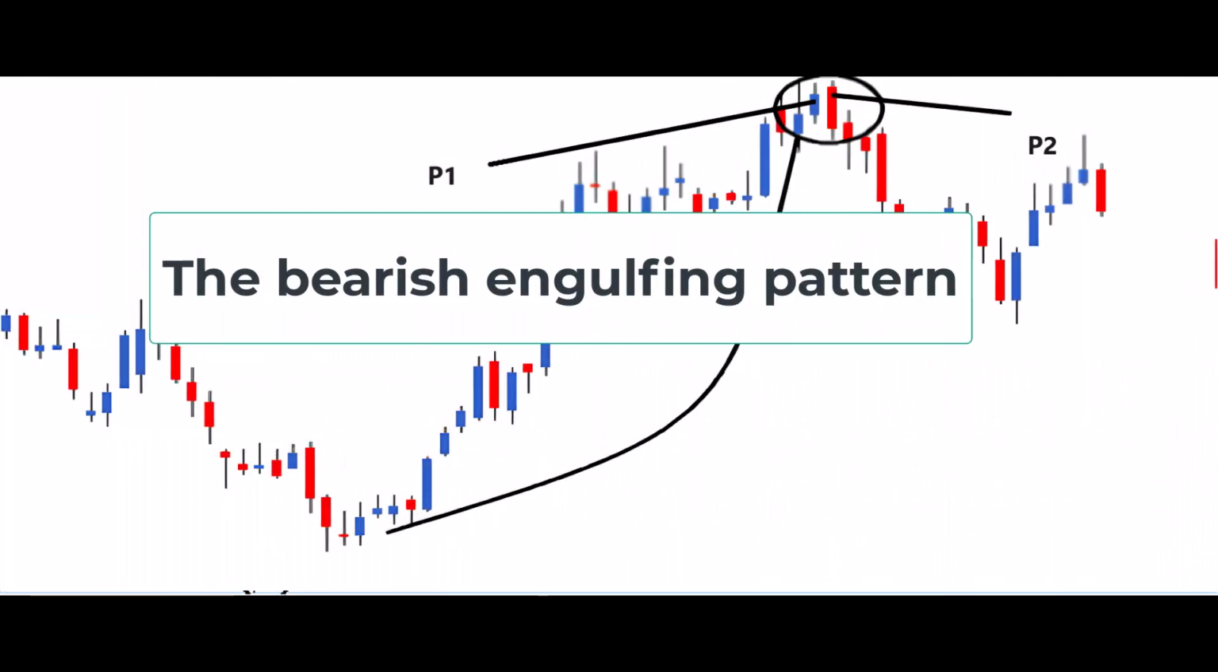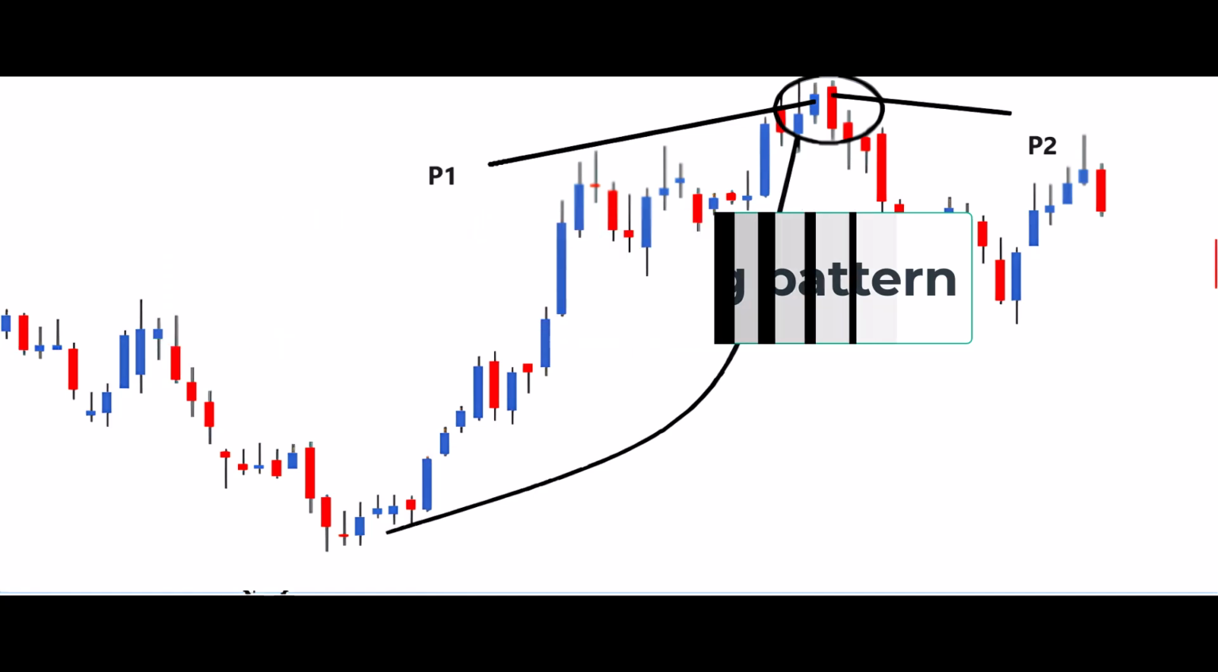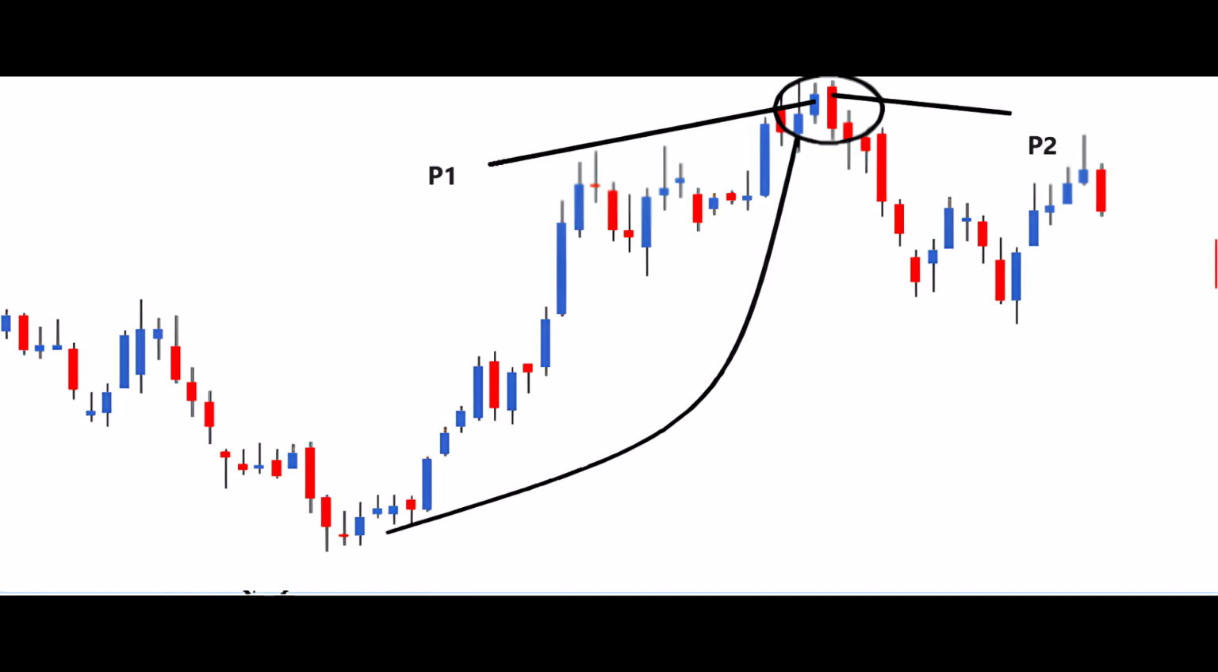Let's delve into the bearish engulfing pattern, a two-candlestick formation that emerges at the pinnacle of an uptrend, signaling a bearish market sentiment. The logic behind this pattern mirrors the bullish engulfing pattern, but from a shorting perspective.